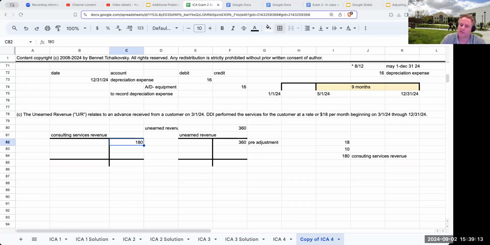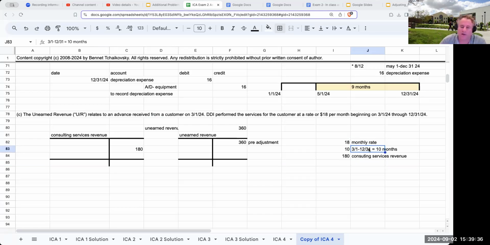So I'm going to have consulting services revenue. I'm going to record revenue because I have to, because I've done work, right? And so I'm crediting consulting services revenue. This is from 3/1 to 12/31, or 10 months. Over here, 18 is my monthly rate.